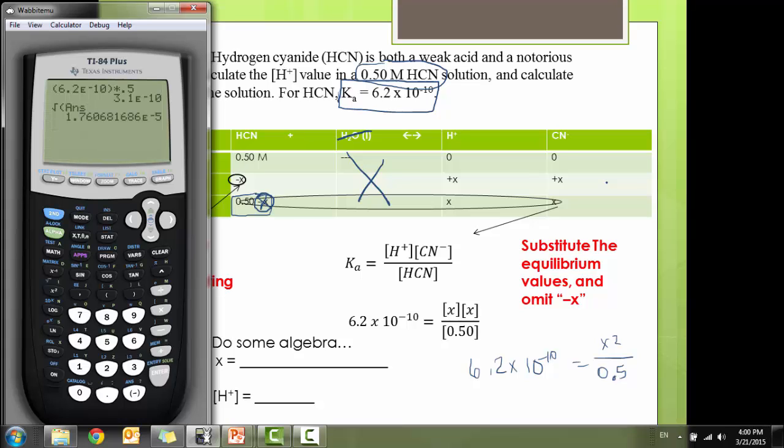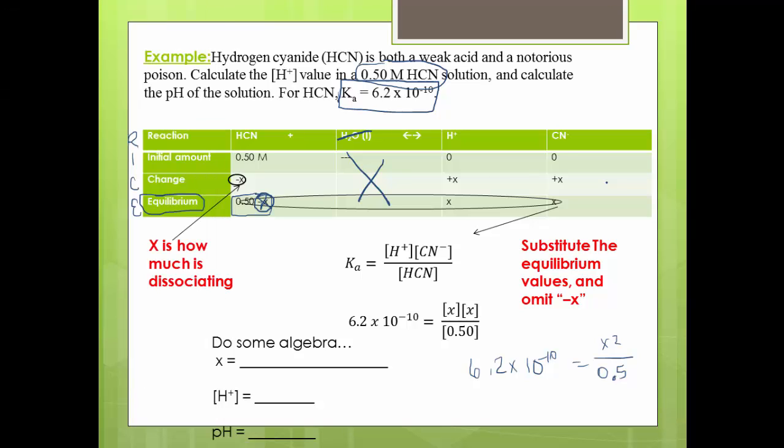Okay, so we get 1.8 times 10 to the negative fifth. That's our x value. So 1.8 times 10 to the negative fifth. That's x. Okay, the problem never says solve for x though. It says calculate the hydrogen concentration and calculate the pH. So this will be fairly easy.